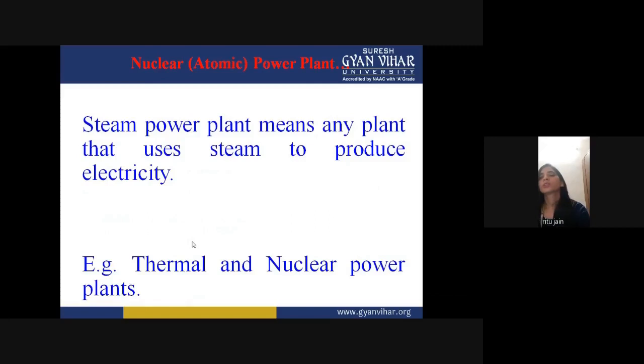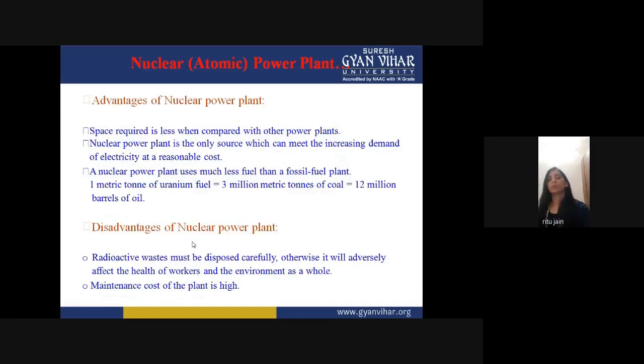So this is a steam power plant, meaning any plant that uses steam to produce electricity, for example thermal and nuclear power plants. In both we are using steam to generate electricity. But the big difference between a nuclear power plant and a thermal power plant is the fuel. In a thermal power plant we were using coal as a fuel, but in a nuclear power plant we are using uranium as a fuel.